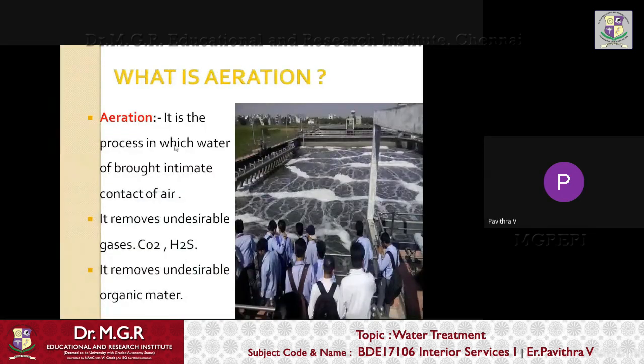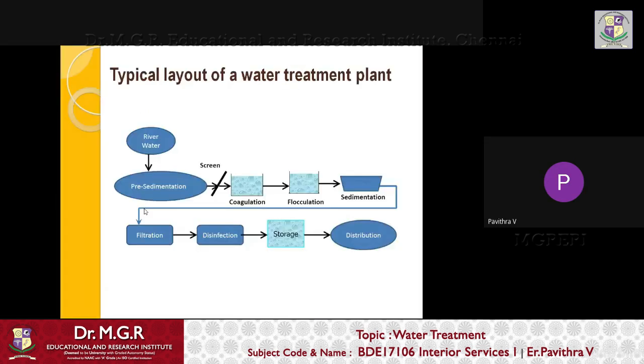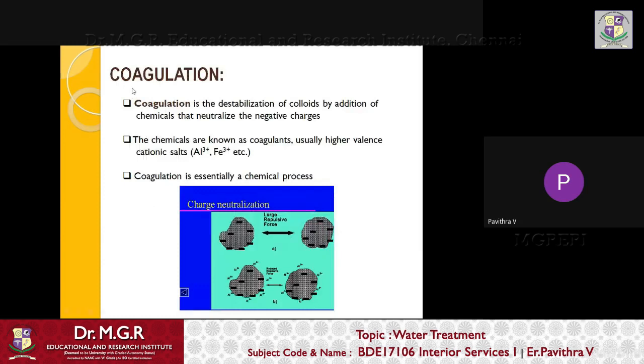Aeration is a process in which the water is brought into intimate contact with the air. When I make the water come in contact with the air, that is called aeration. In this process I'm going to remove CO2 and H2S. And after that comes the coagulation.